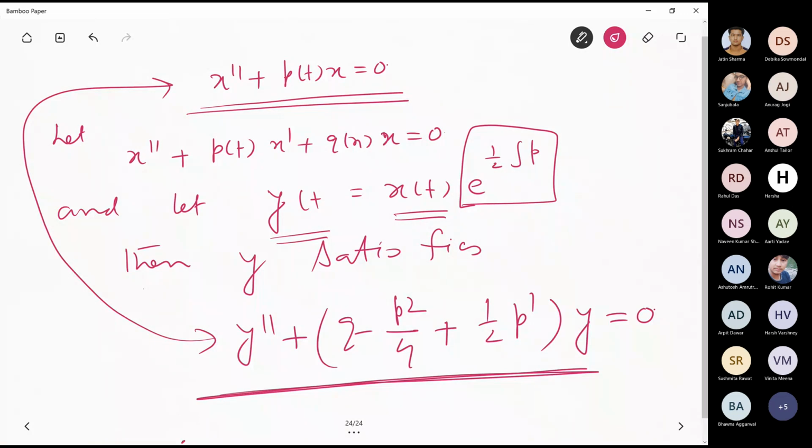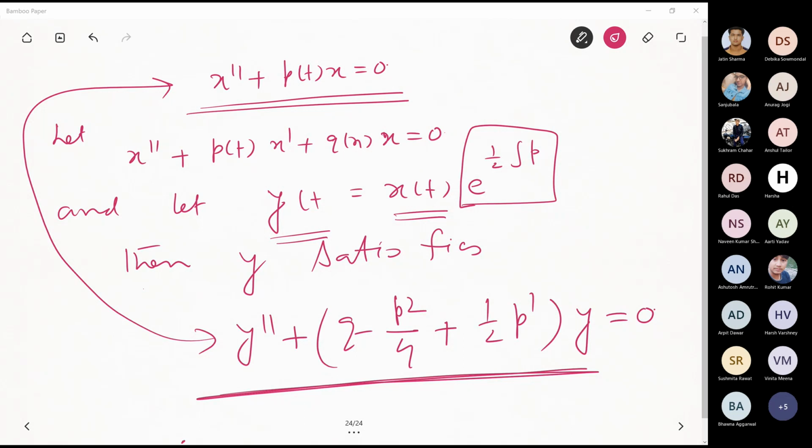Okay, so this is about the oscillation theory. Now we'll use this oscillation theory in the next lecture to study the eigenvalue problems, to show basically that the eigenvalue problem has solutions, the existence of eigenvalues for the higher-order eigenvalue problem.